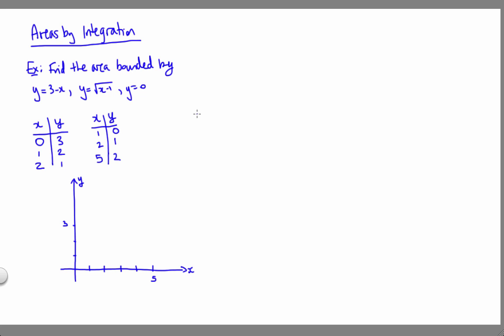So our first curve, y equals 3 minus x, has the following points on it: (0, 3), (1, 2), (2, 1). And if you wanted a fourth point, it turns out that (3, 0) is also on that line. So here we have this line here. For the second curve, we've got the points (1, 0), (2, 1), and then (5, 2). So that would be about there on our sketch, and we're getting this sort of shape for the square root function.